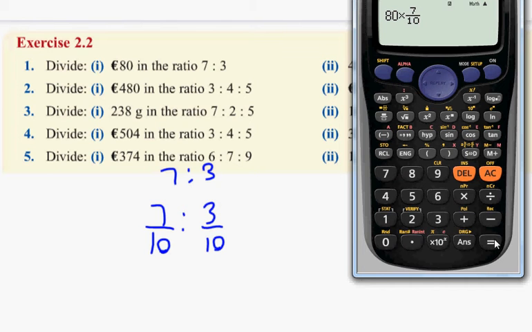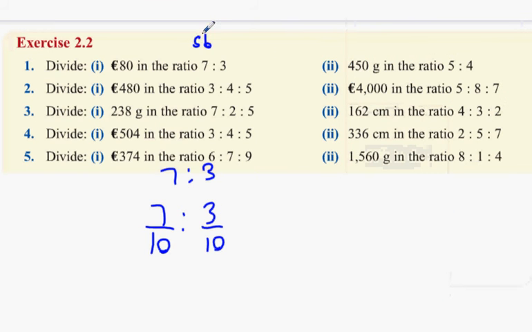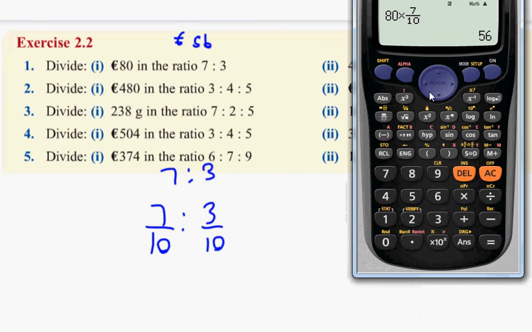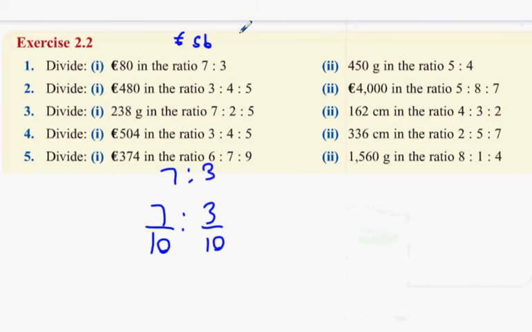So that means that one of the guys is going to get €56, and the other guy is going to get not 7/10, he's going to get 3/10, and that's going to be €24. So 56 and €24, how you divide that.